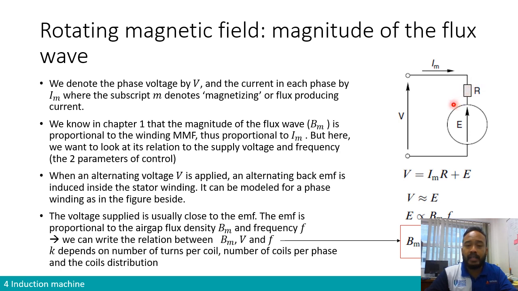What's going to happen is that we know, if we go back, the magnitude of the flux density, or here we call it a flux wave, is proportional to the winding MMF. So B, the flux density, is proportional to the winding MMF. Therefore, it is also proportional to the current Im, because MMF is the number of turns multiplied by current Im. Therefore, B is proportional to the current as well.